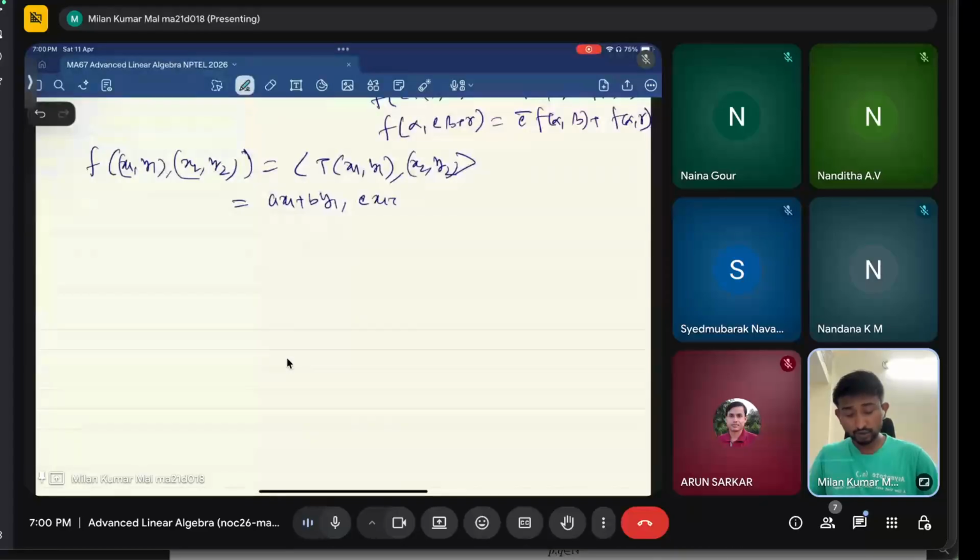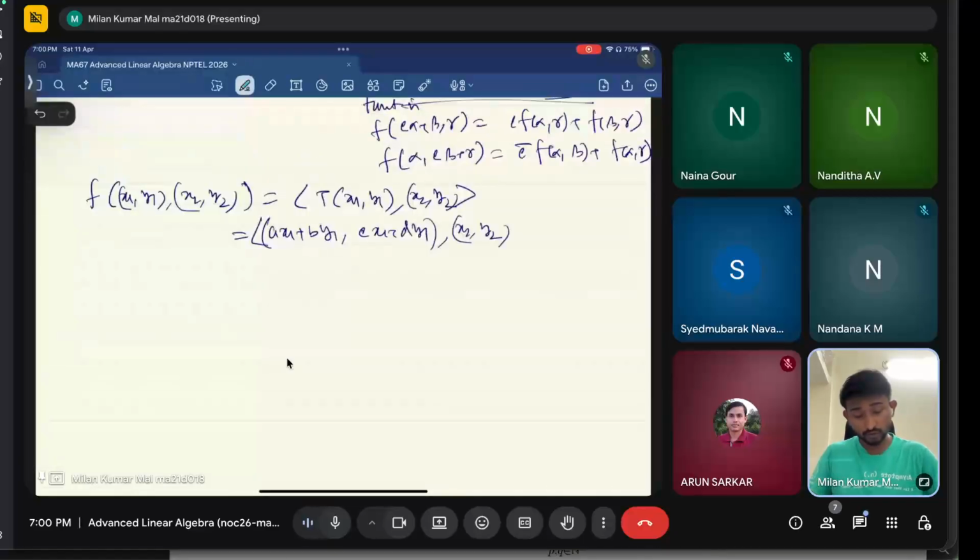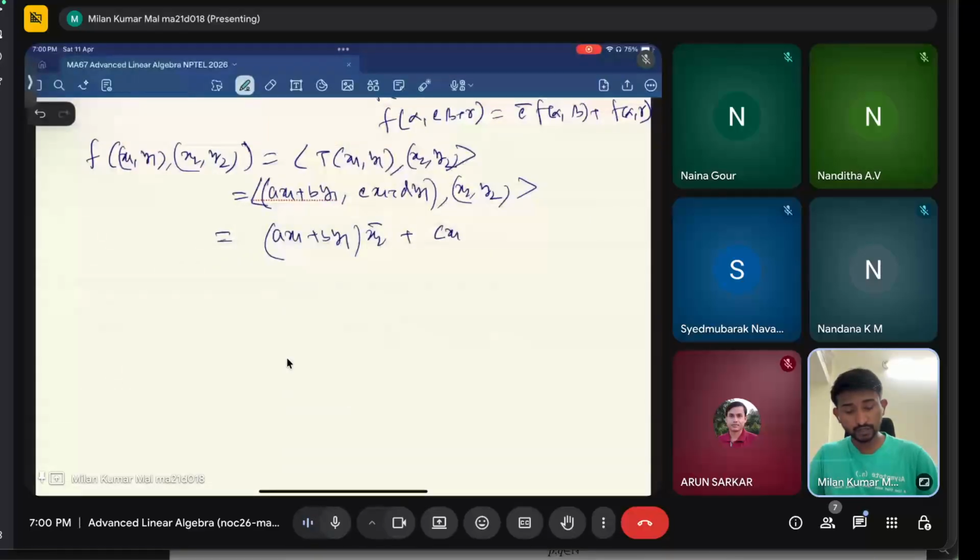So if we take the usual inner product, it will be like ax1 plus by1. This is the real inner product or complex inner product, so this will be with x2 bar, plus cx1 plus dy1, with y2 bar. So this can be written in simplified form as ax1 x2 bar plus by1 x2 bar plus cx1 y2 bar plus dy1 y2 bar.